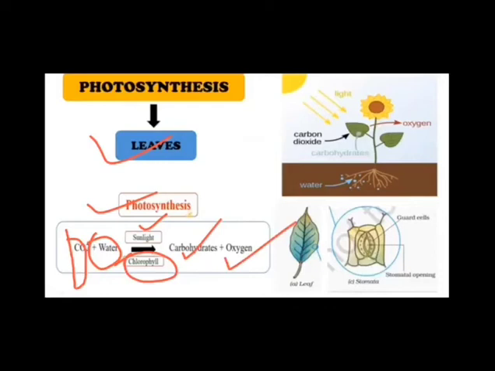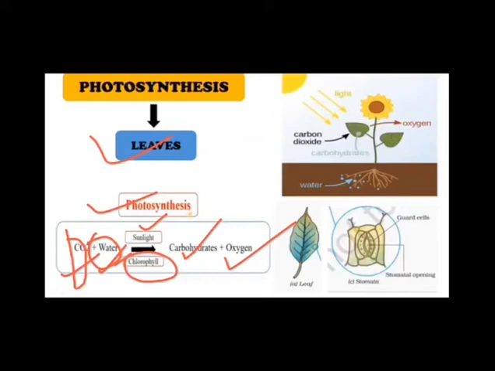First of all, the leaves absorb carbon dioxide from the air and absorb water and minerals from the soil, and in the presence of sunlight and with the help of chlorophyll, these leaves produce carbohydrates and release oxygen. This process is known as photosynthesis.